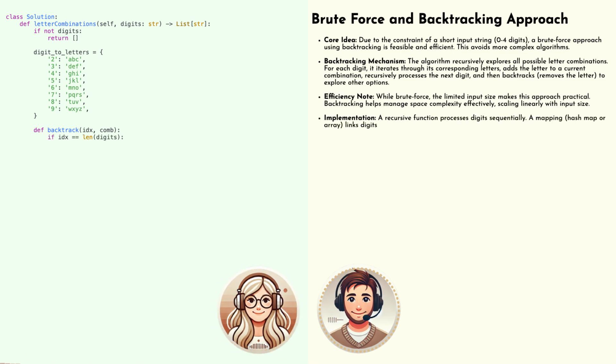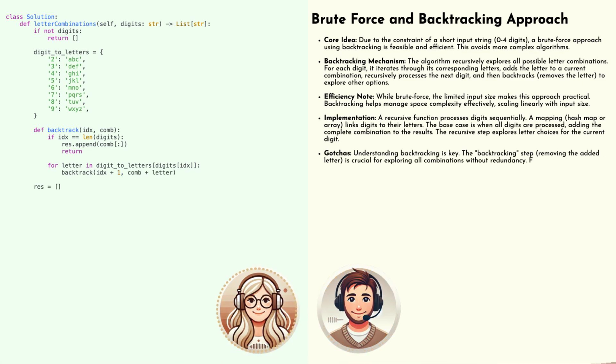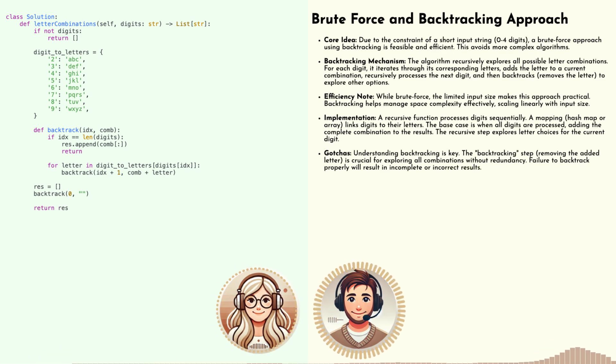Hmm, that's interesting. I'm guessing it might have something to do with the computational complexity. Maybe it simplifies things because we're dealing with a smaller set of possibilities. You're on the right track. That constraint is a big deal because it allows us to use a brute force approach. Brute force? You mean just trying every single combination? Exactly. If we had a massive input string, brute force would take forever. But since we're limited to just 4 digits, we can actually generate every single letter combination without making our computers sweat too much. That makes sense. So brute force is our starting point. Now, how do we systematically generate these combinations? What's the logic behind it?